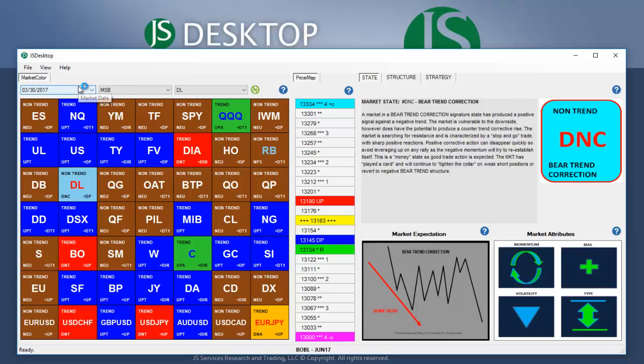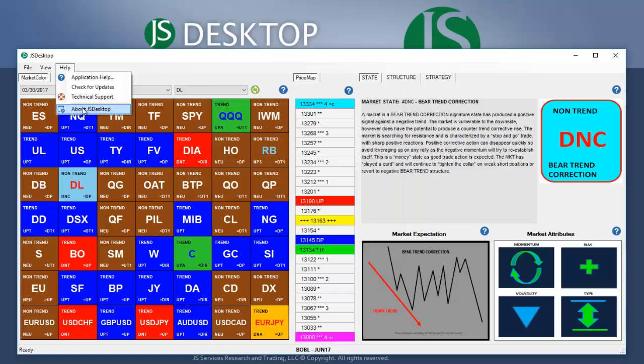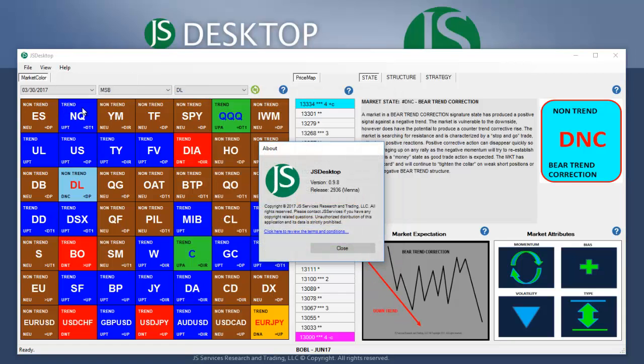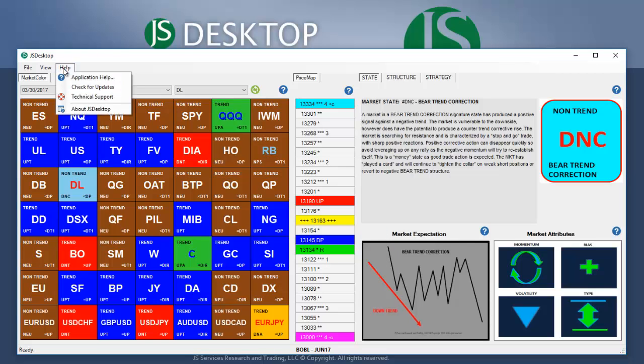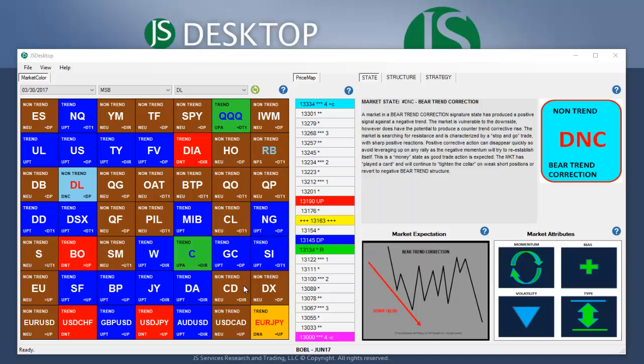This allows you to check for updates. If there is a market update, it will update your application. If you want to know what version you're on, you can click on About under the Help section. If you have a technical support question, you can contact us at support@JSServices.com.